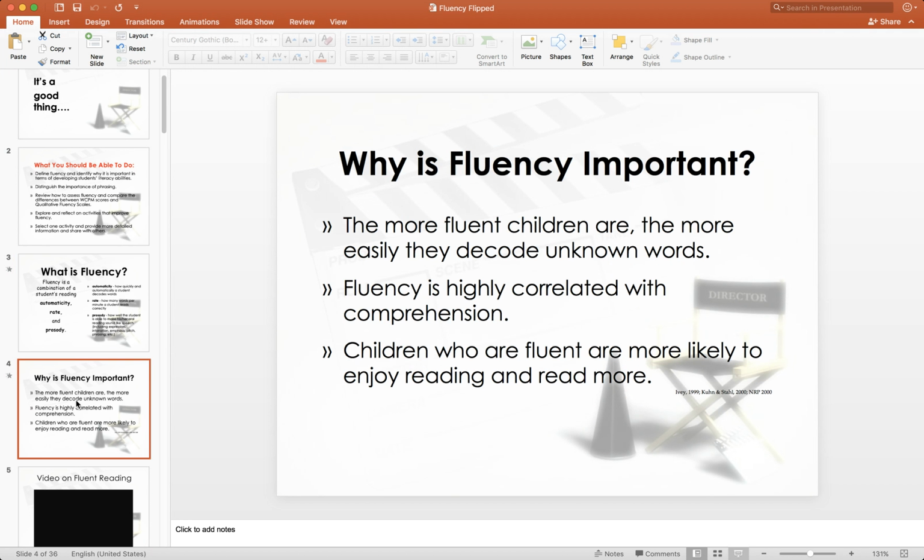So, why is fluency important? Well, the more fluent children are, the more easily they decode unknown words. Fluency is highly correlated with comprehension, and children who are fluent are more likely to enjoy reading and read more.